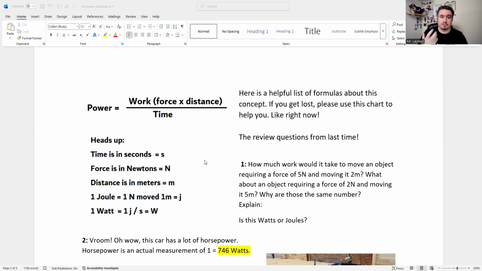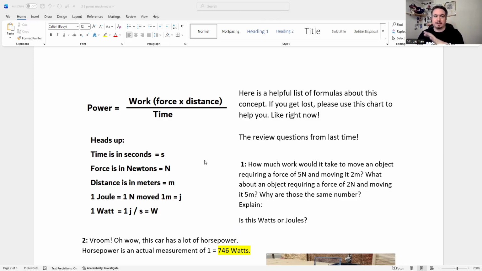The force we measure is in newtons, which is about the energy it takes to lift a lemon. A lemon is about a newton. Distance is measured in meters. I don't care how far it is, just measured in meters. And a joule is 1 newton moved 1 meter. So if I move a lemon about a yard, about 3 feet or 1 meter, that is a joule. A watt is 1 joule moved per second. So if I do it in a second, that is a watt.